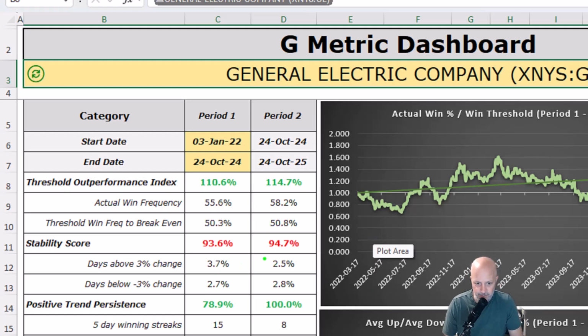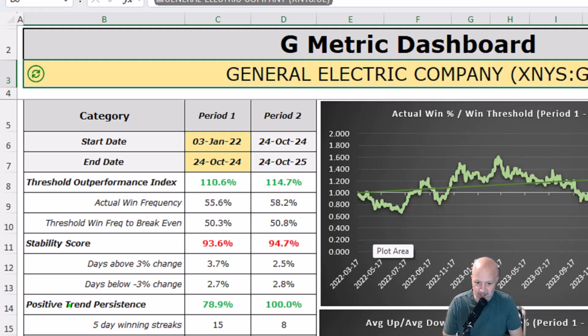Like I said, I do the exact same thing for period 2 over here. We can see that it had quite a bit fewer days above a 3% change, and around the same percent of days that were below a negative 3% change. And so this overall stability went up.